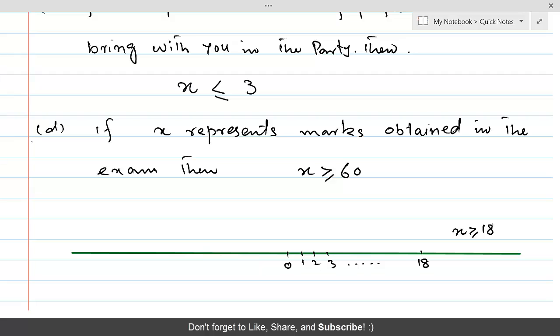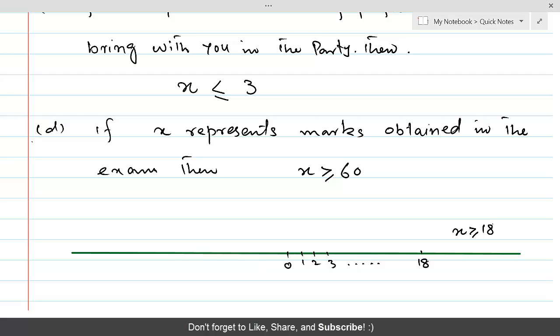If you want to see which number is smaller and which number is bigger, the number on the left is always smaller, the number on the right is always bigger. Because here x is bigger than 18, or larger than 18, therefore it must be on the right side. So that's decided. We already know our reference value is 18.